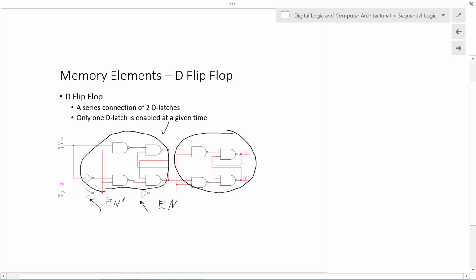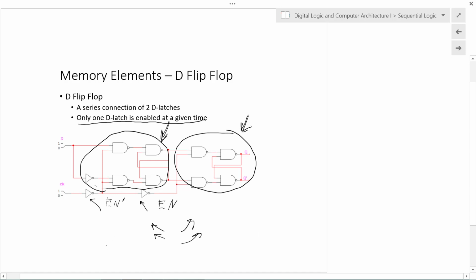So when this latch is transparent, this one blocks. When this one blocks, this one is transparent. Hence the term flip-flop. It flips from here to here. Back to here again, back to here again. It flip-flops between which latch is active. Only one D latch is active at any given time.